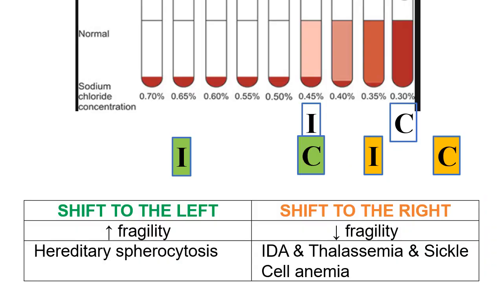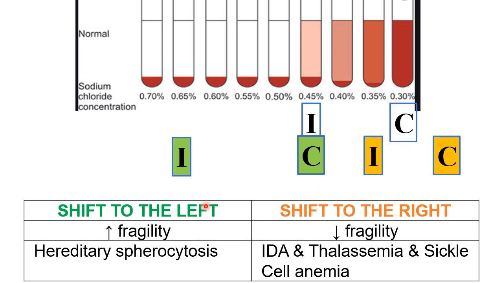solutions. Okay, to interpret the results of your osmotic fragility test, meron tayong tinatawag na shift to the left and shift to the right. Okay? So, paano natin i-visualize yan? Okay, di ba kanina, previous slide, ang sabi natin, the initial hemolysis of a normal RBC starts at 0.45%. The complete hemolysis will be at 0.30%.